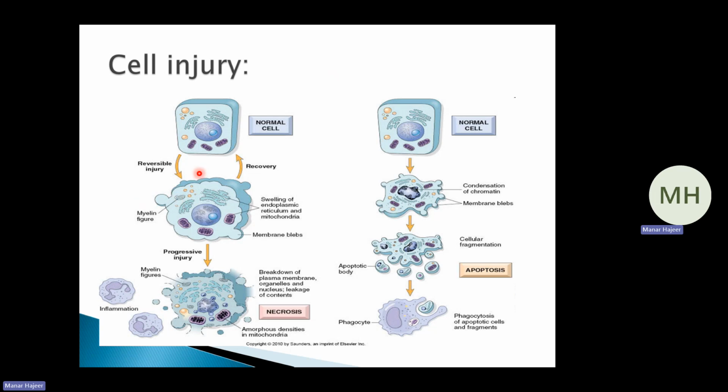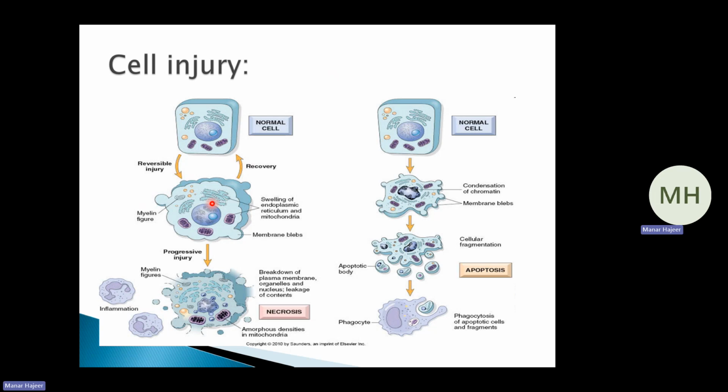So as you can see here at the top, we have the normal cell, which contains many organelles, as you know, like the nucleus, endoplasmic reticulum, ribosomes, mitochondria. And when this cell is exposed to an injurious stimulus, it will undergo first the reversible injury.